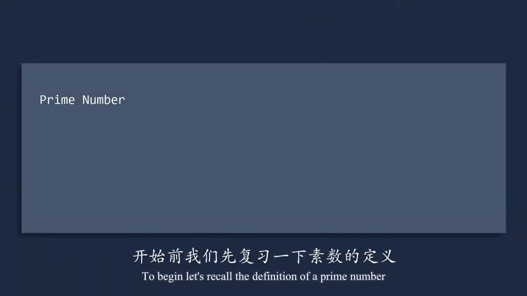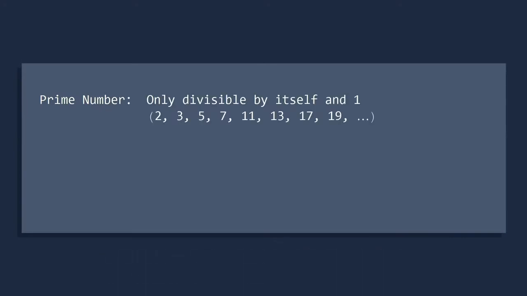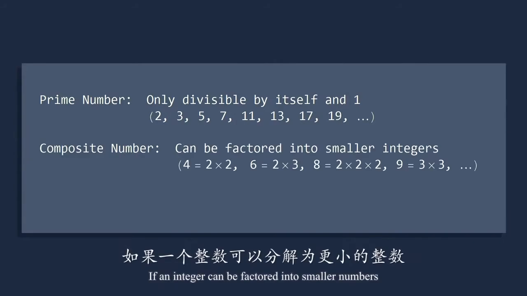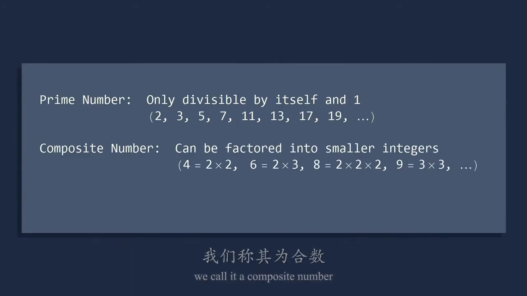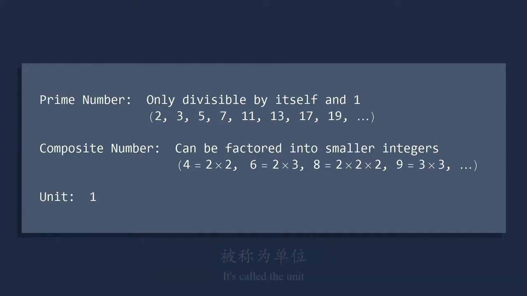To begin, let's recall the definition of a prime number. A prime number is a positive integer that is divisible only by itself and 1. If an integer can be factored into smaller numbers, we call it a composite number, and the integer 1 is neither prime nor composite. It's called a unit.